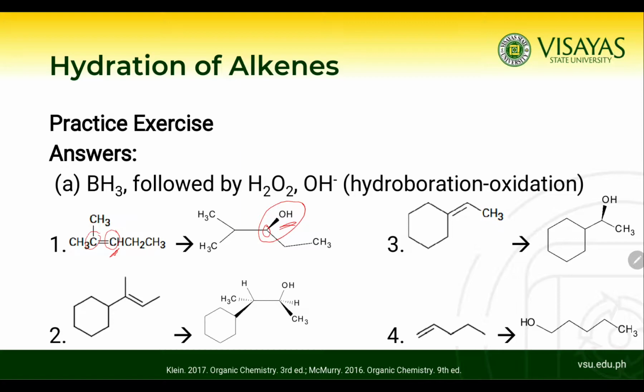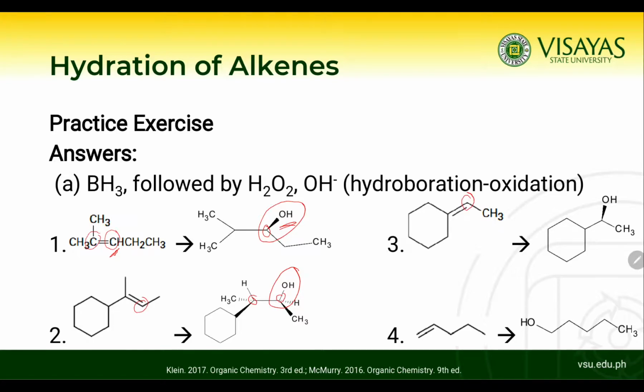Number 2, this one here is the less substituted carbon. So, that is where our OH should be bonded. Now, these two carbons here are chiral centers. So, we have to show that the OH and H underwent syn addition. Okay? Number 3, this is the less substituted carbon.